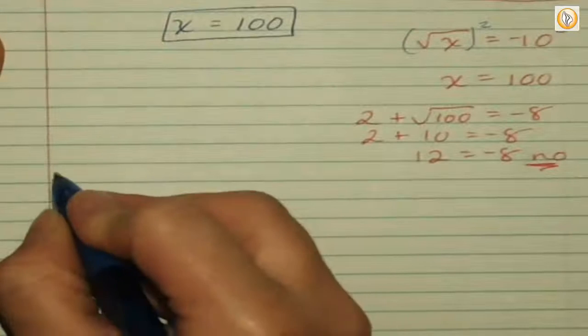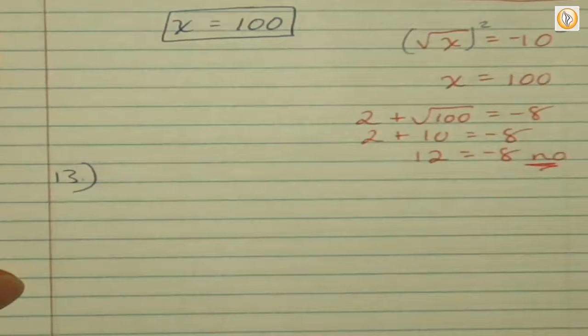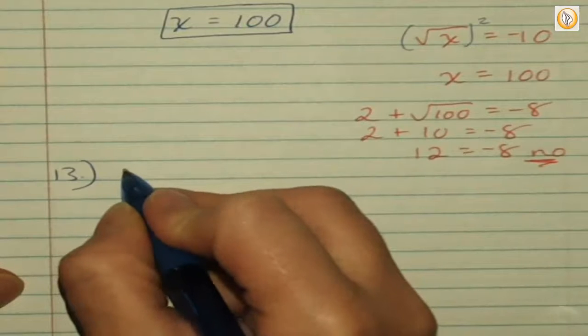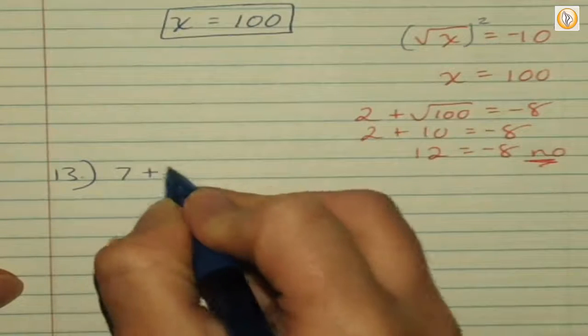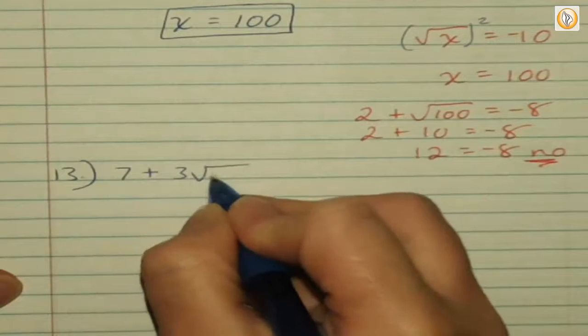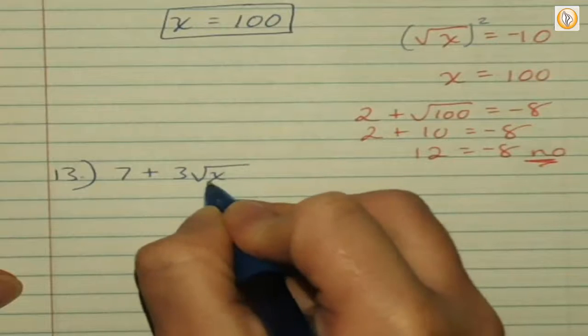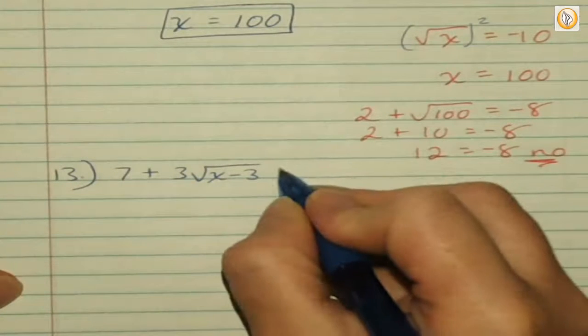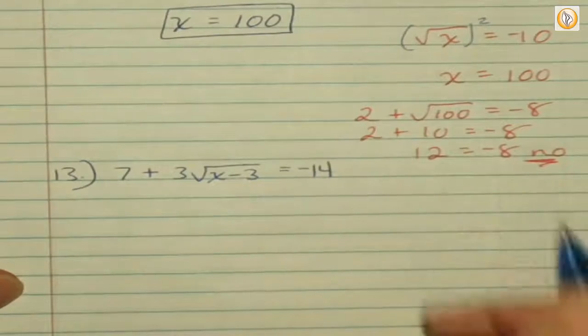All right, let's go to number 13. Oh, this is a good one. We have 7 plus 3 times square root of x minus 3 equals -14.